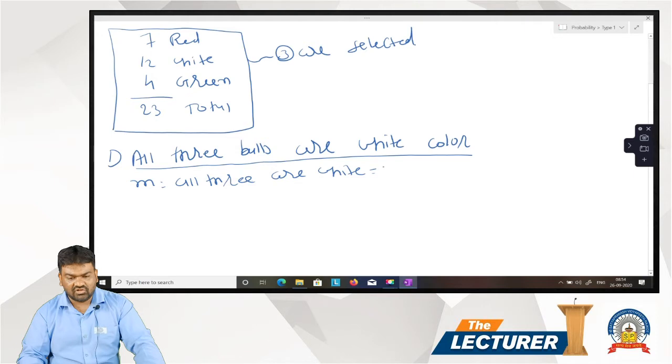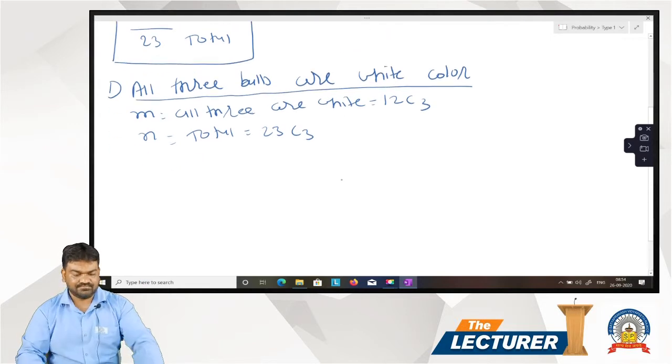There are total 12 white balls. Out of 12, 3 will be selected. Total result, N is equal to total 23 balls. Out of 23, 3 will be selected. Probability, P of x is equal to favorable result divided by total result. So M divided by N. Favorable result 12C3, total result 23C3.